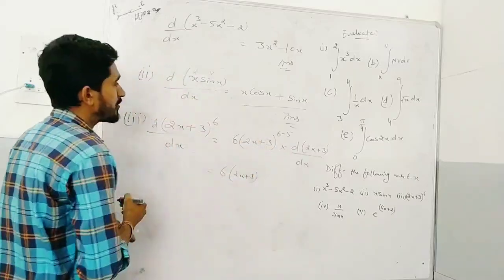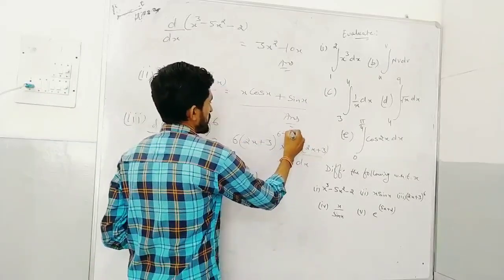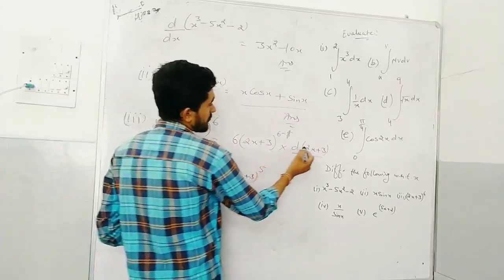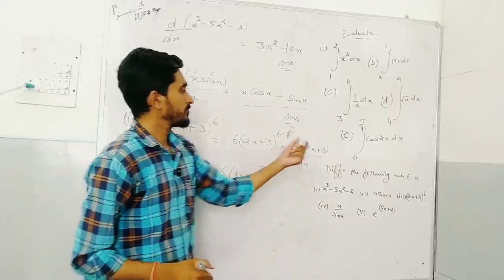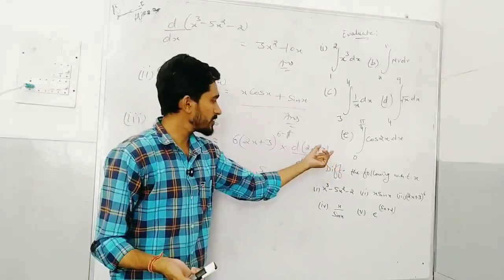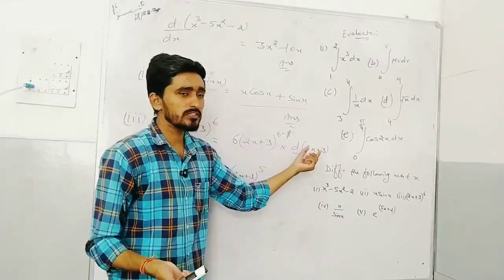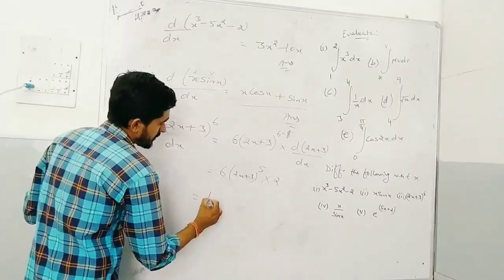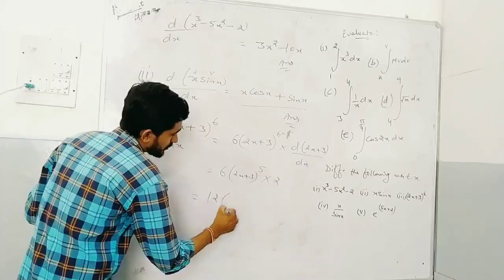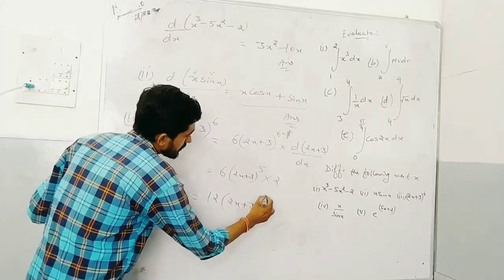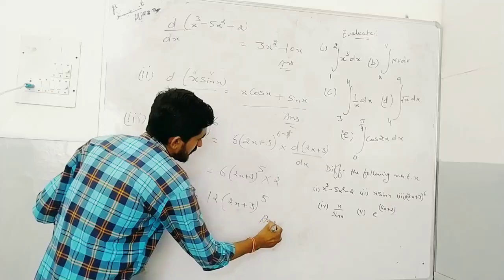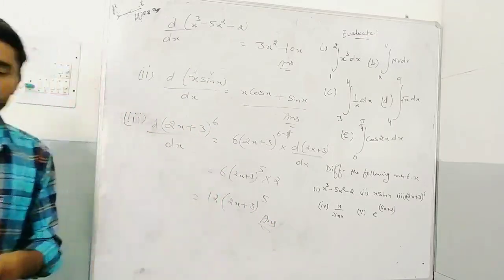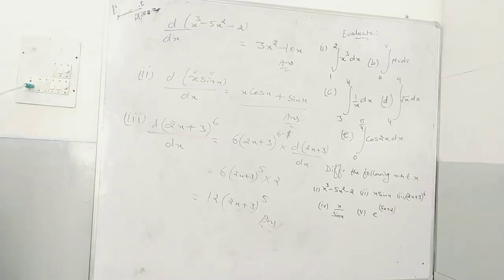6 into 2x plus 3 raised to power minus 1, and this becomes 5. Now differentiation of 3 is 0, differentiation of 2x becomes 2. Then 2 comes in front and it gives 12 into 2x plus 3 raised to the power 5. This is my answer for the third part. Now coming to the fourth part.